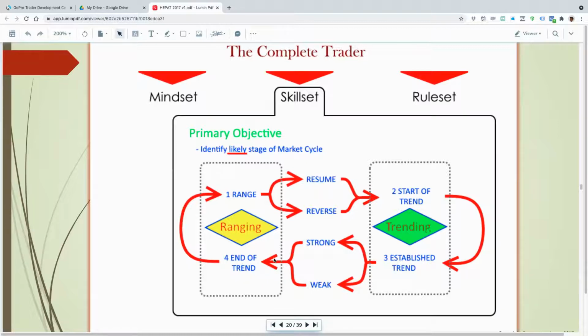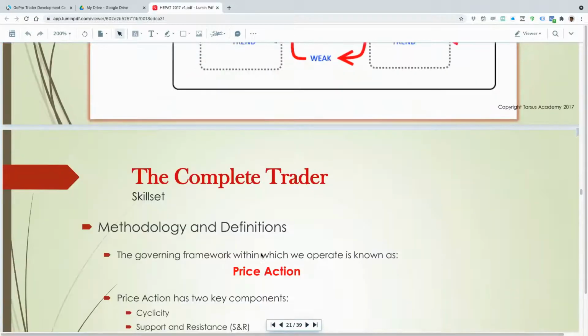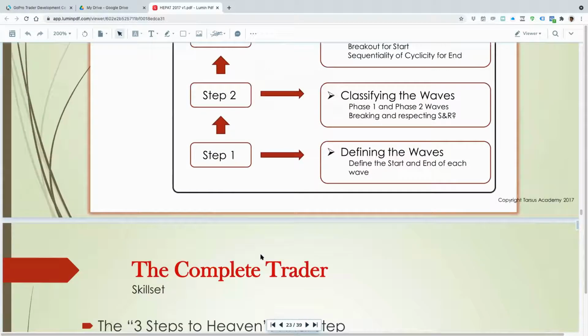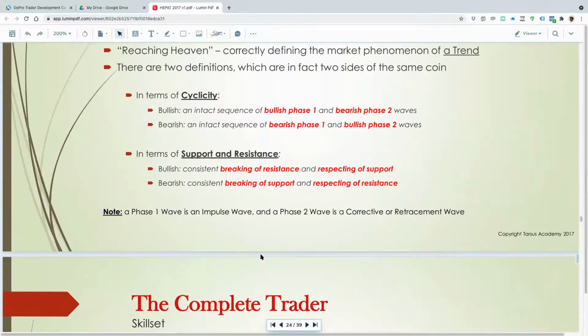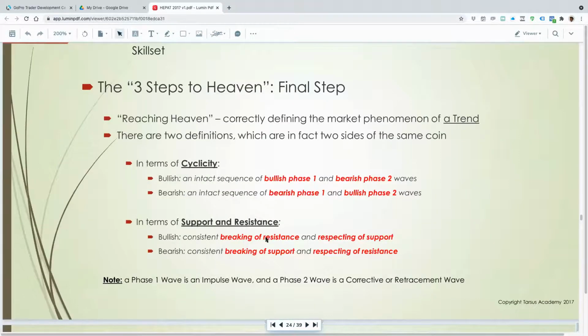Okay, so what about that transition? How can we identify when we go from trending back into ranging? And as I mentioned before, that's when we look for a breakdown in the sequentiality of cyclicity. So effectively what we have done here is we have used definition number 2 to help us identify the start of a trend, and we're using the definition in terms of cyclicity to help us identify the end of a trend. Now, as I mentioned before, you can actually switch those as well, but it's a lot easier and more practical just to do it this way.